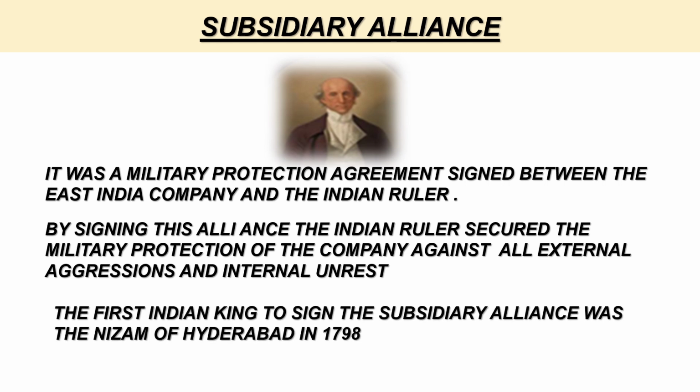The first Indian king to sign the subsidiary alliance was the Nizam of Hyderabad in 1798. Other important rulers to sign this alliance were the ruler of Mysore, Awadh, the Peshwa, the Sindhia, and the Gaikwad.